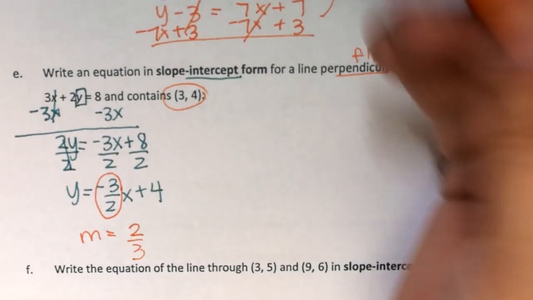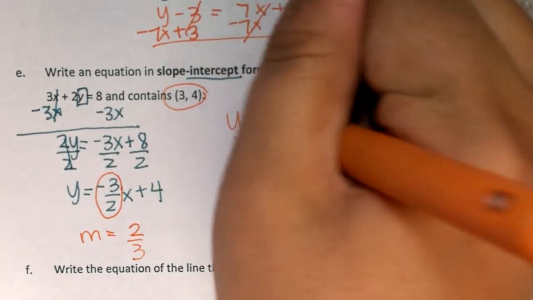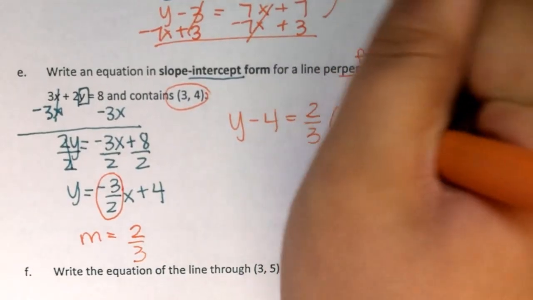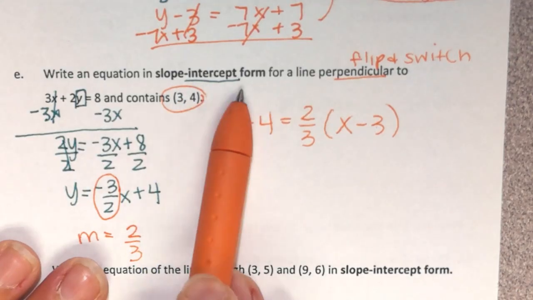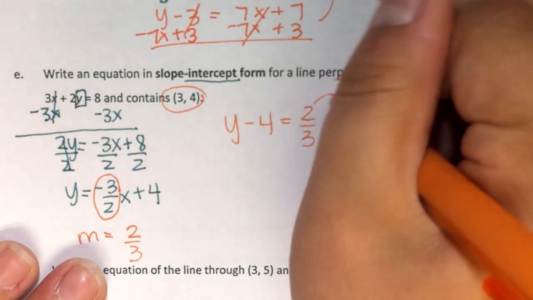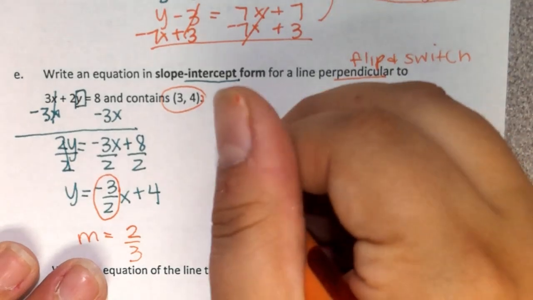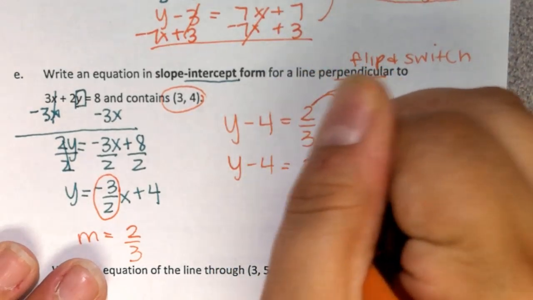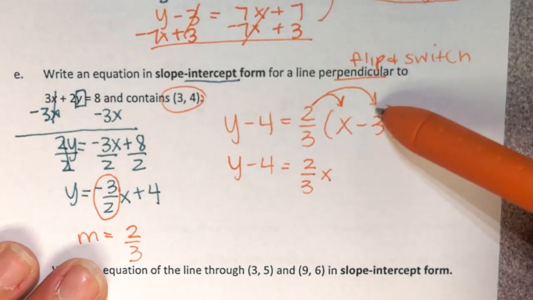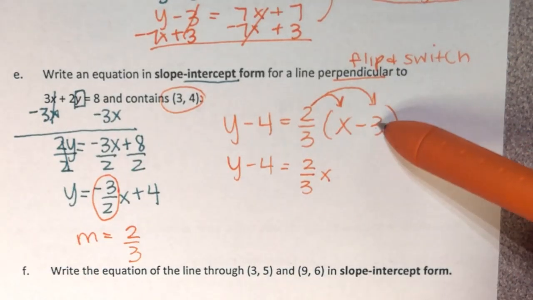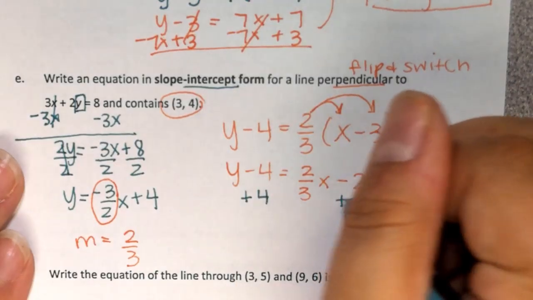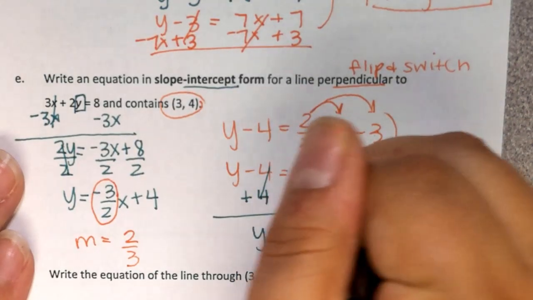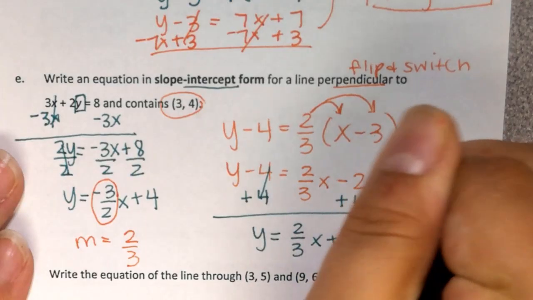And it gave me a point. So I am going to use that point in point slope form. They want slope intercept, so I just need to get y by itself. So I'm going to multiply that, and I'm going to get y minus 4 equals 2/3 x. 2 times negative 3 is negative 6, divided by 3 is negative 2. Get y by itself, and I get y equals 2/3 x plus 2.